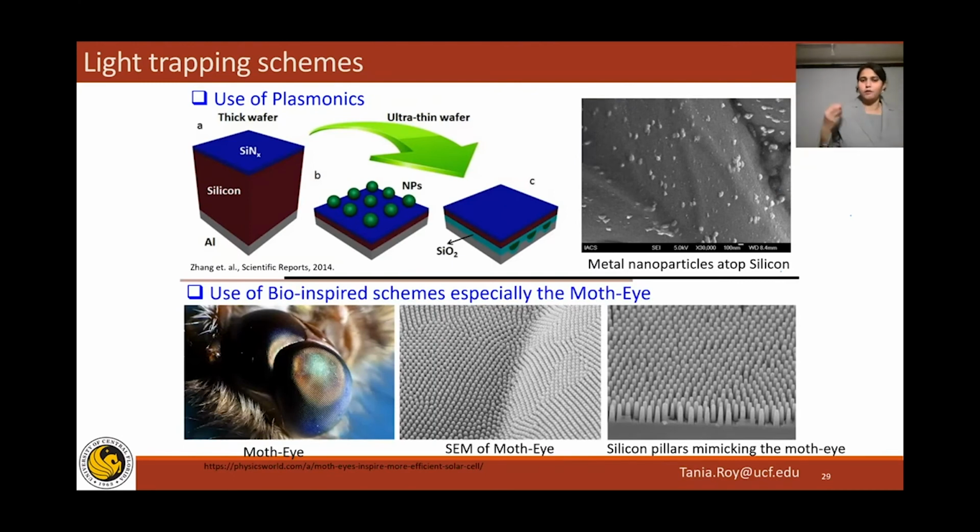Another way is using bio-inspired schemes like the moth eye, where silicon nanopillars have to be made, but this is, as you can see from the picture over here, quite complex, right? For solar cells, we want the process to also be very cheap.